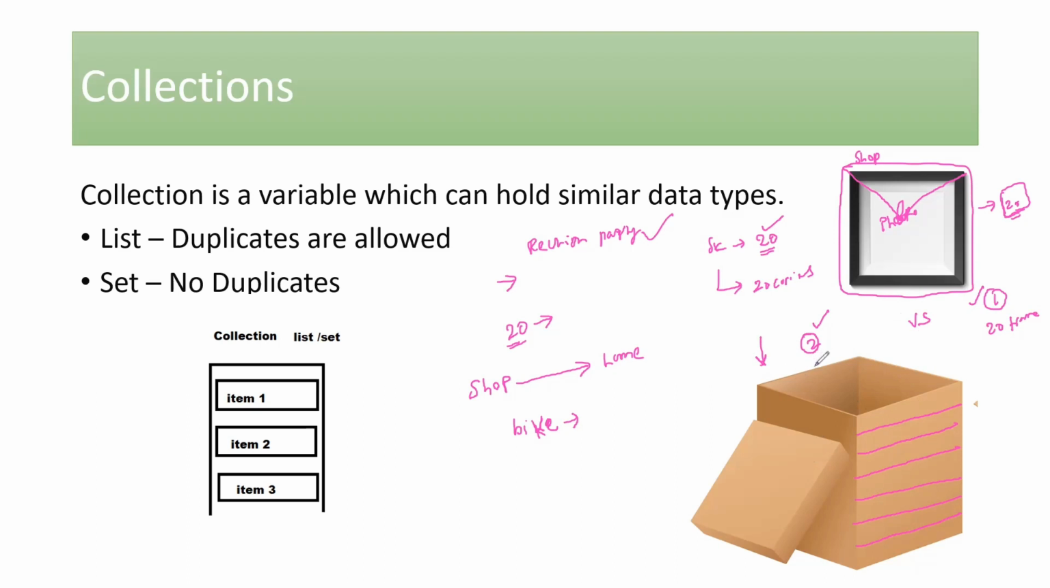So now if you see here, while carrying these photo frames, if I can put every photo frame that I need to carry within a cardboard box, it is very much easier for me to take it from one place to another place. So if you have understood this concept, you have pretty much understood the concept of collection. Now if you see here, this cardboard box is a collection. So collection is a variable which can hold similar data types.